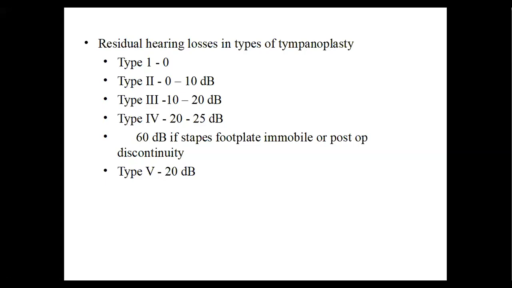And if the stapes footplate is completely immobile, and if there is a post-op discontinuity following surgery, the hearing loss can be up to 60 decibel. So that is the worst scenario. And in type 5 tympanoplasty, we have done a fenestration, the residual hearing loss will be around 20 decibel. You should better know this kind of hearing loss you can expect post-operatively.